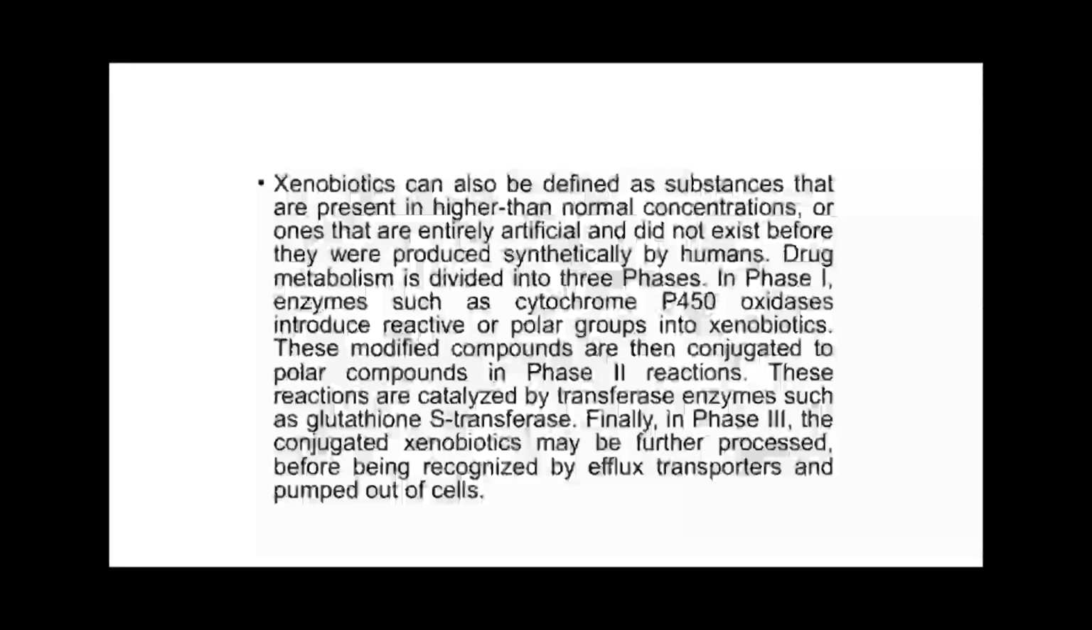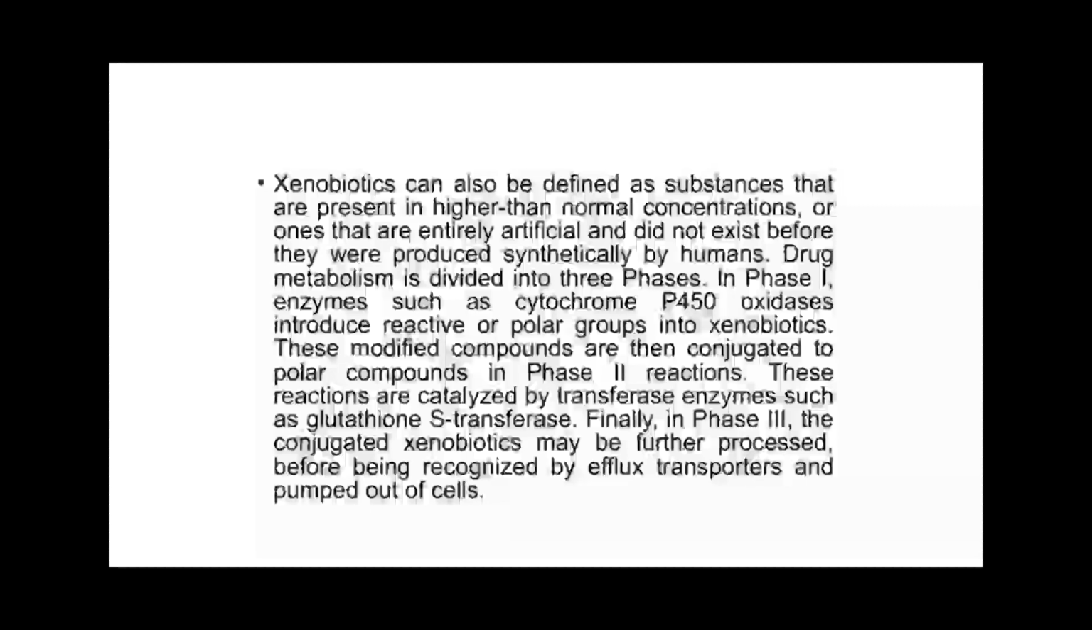Let's talk about xenobiotics, which are substances that are either found in higher than normal concentrations or are entirely artificial, meaning they didn't exist before humans started synthesizing them. These substances can come from many sources, including drugs and environmental chemicals. Now, when our body encounters xenobiotics, it has a specialized process to handle them, called drug metabolism, which is divided into three main phases. In the first phase, phase I, enzymes like Cytochrome P450 oxidases come into play.